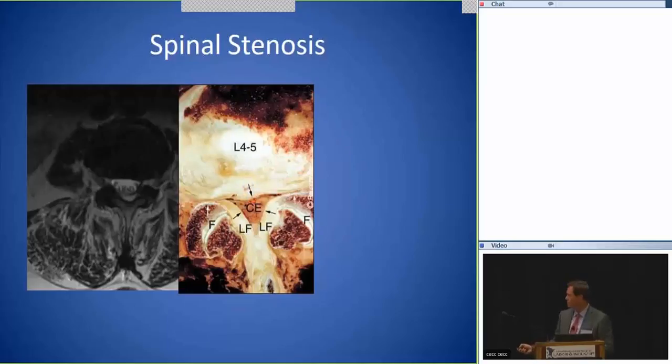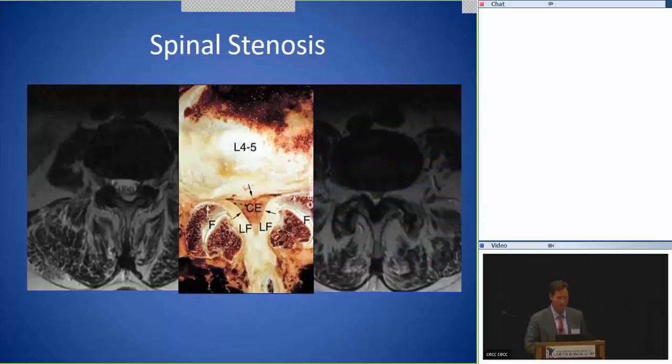As this ligament gets bigger, the facet joints get bigger, the disc bulges backwards. Everything is converging to press on the space of the nerves. Here's an example of a patient with spinal stenosis. You look at how much water is in the spinal canal, and then you look there, and there's just no water that remains.